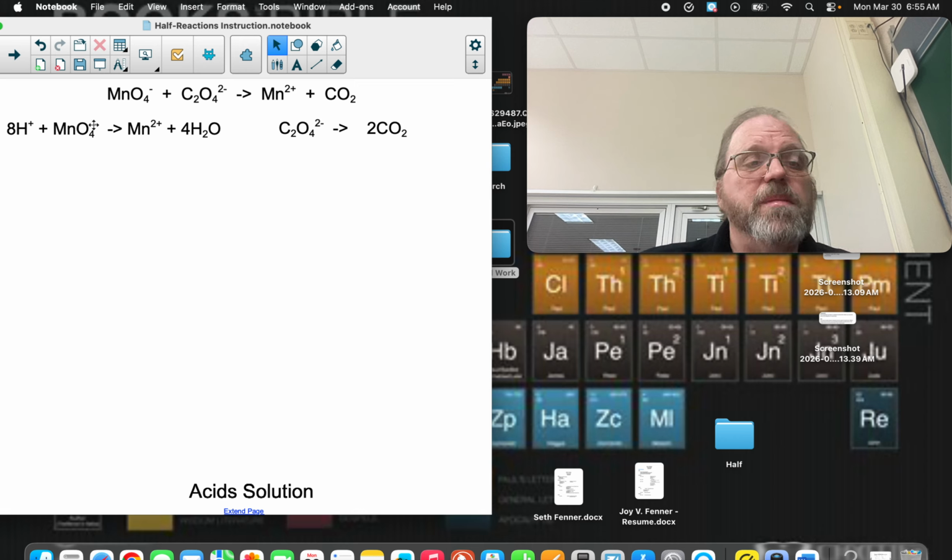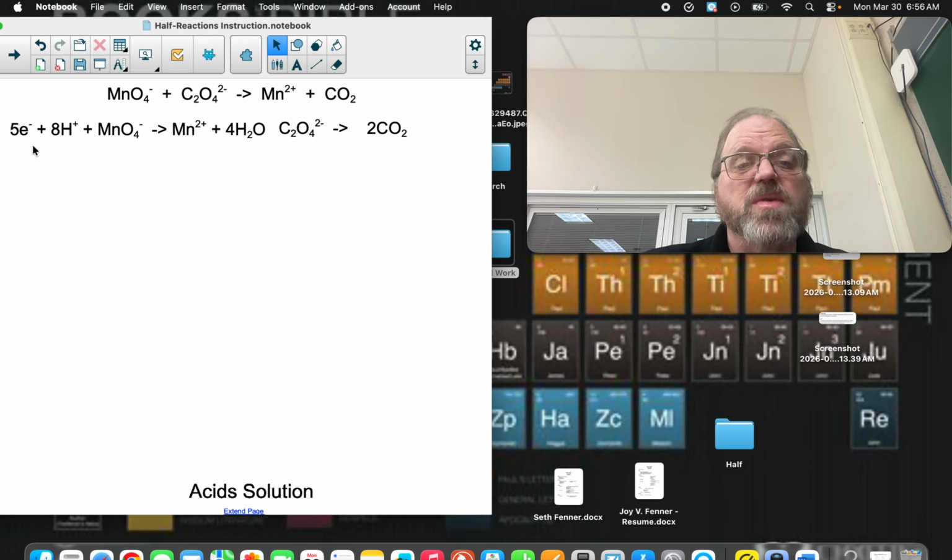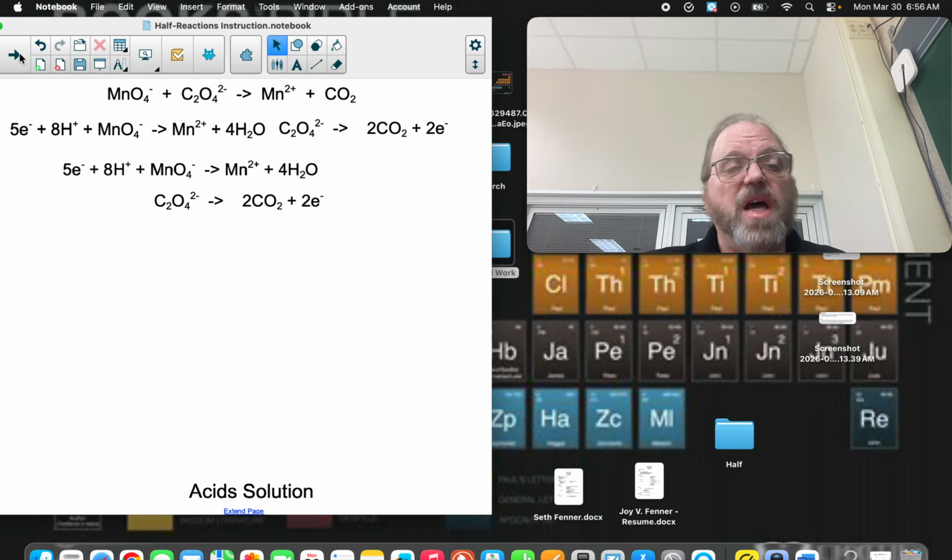If I have 8 plus minus 1, that's 7. Over here I have 2, so we would have to add the 7 to get 2.5 negative, so that goes there. On this side, I've got 2 negative, I've got 0, so I'm going to add 2 electrons on that side. So put them underneath each other.